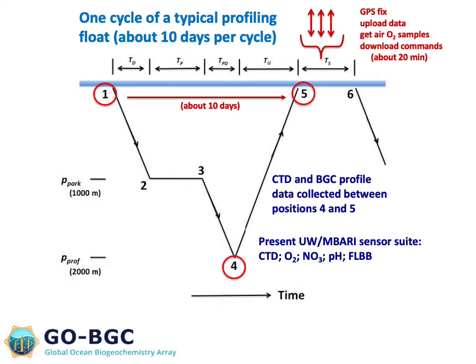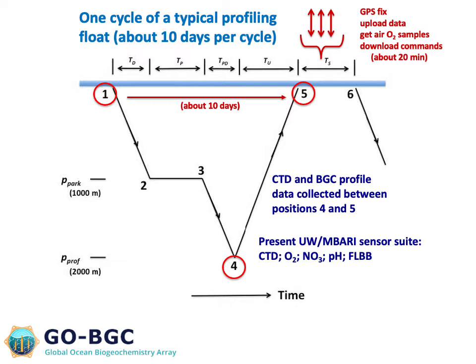Presently, we are collecting CTD data at a frequency of 1 hertz. Oxygen is in some cases similar to that, and then nitrate, pH, and FLBB are typically about 100 points of data collected between number 4 and number 5, not evenly distributed, with more points concentrated near the surface.